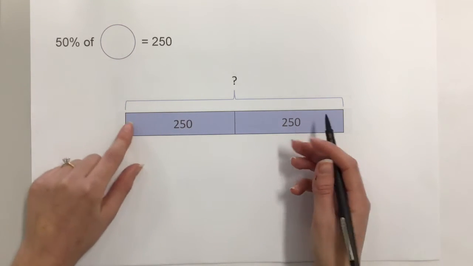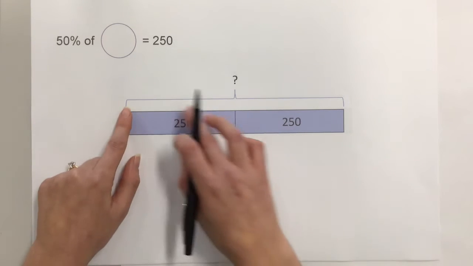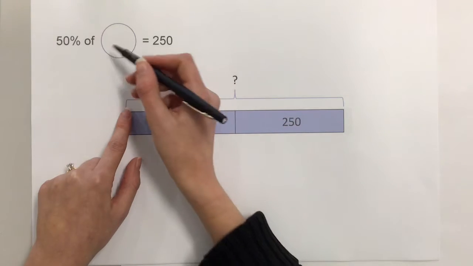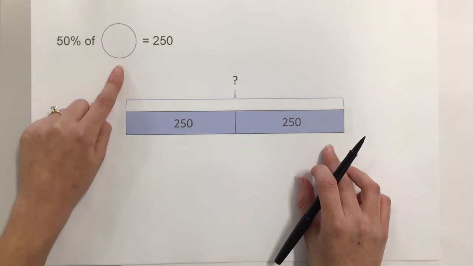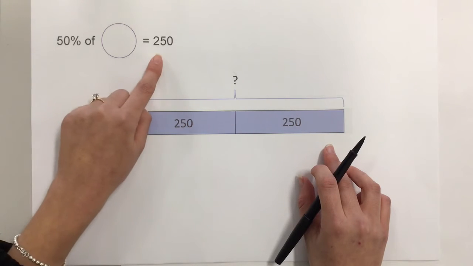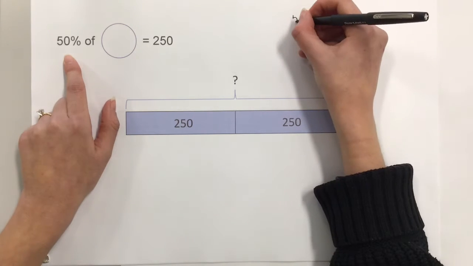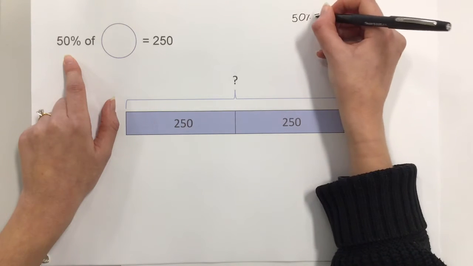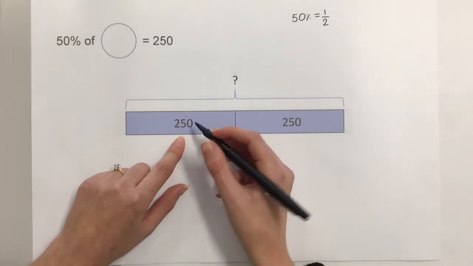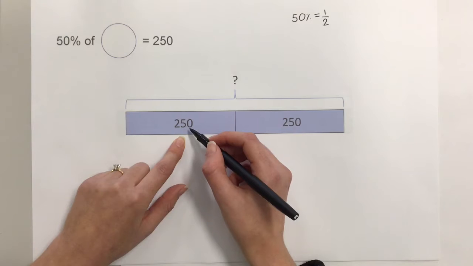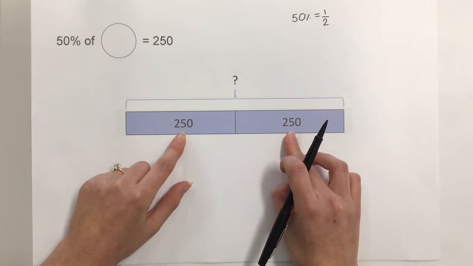Okay, so we can visualize this using a bar model again. Okay, so my whole is what I'm missing. That's what I'm trying to figure out. But my question is telling me that 50% of my whole is 250. So I know that 50% is equivalent to 1/2. 50% is the same as 1/2. So I've labelled half of my bar model 250. So if I know that 1/2 is 250, the other half has to be 250 too.